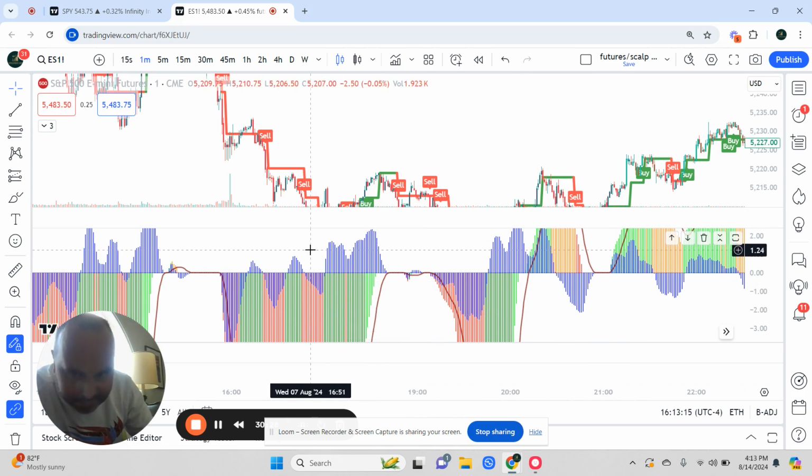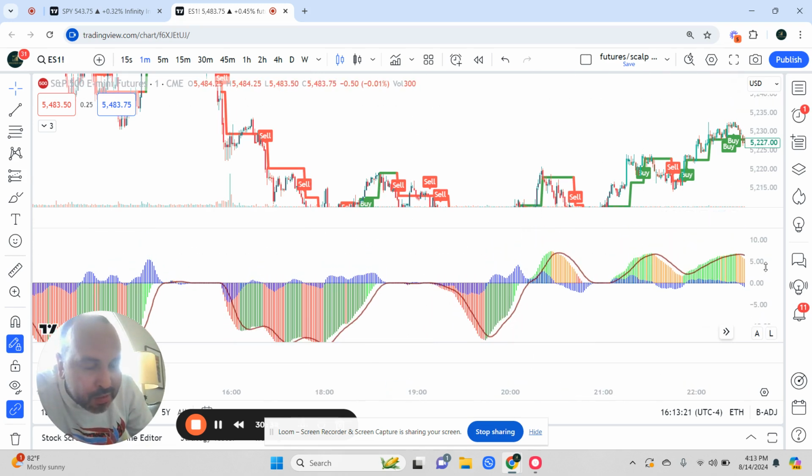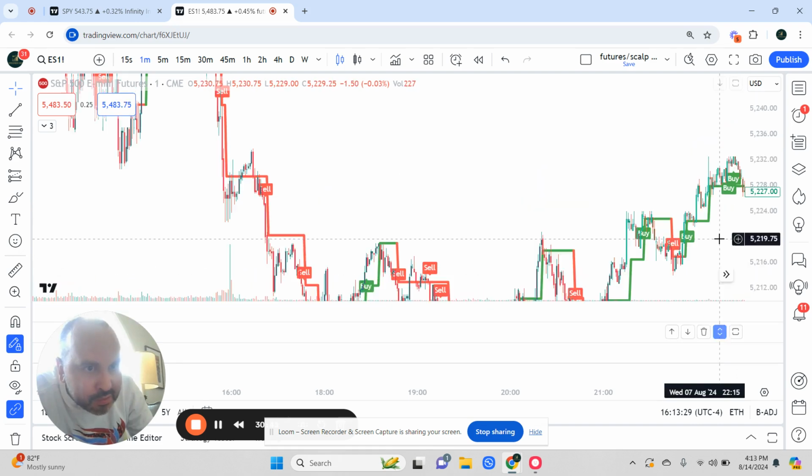So that's the Impulse MACD indicator. I think that sums it up for that one. What else do we have left? Wave trend. So let's collapse this one.